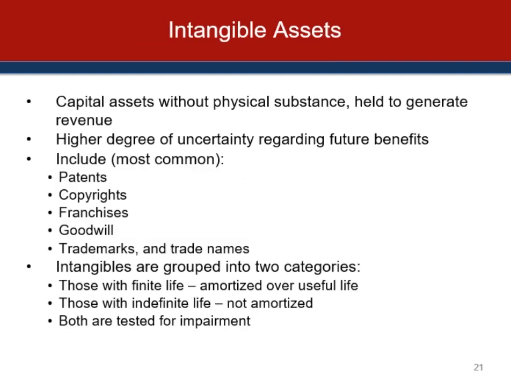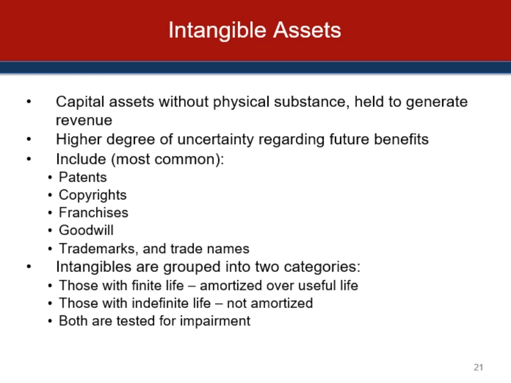Intangible assets are capital assets that lack physical substance. They're usually created by either contract or regulation or some sort of statutory authority. They usually have a higher degree of uncertainty concerning their future benefits. However, their benefit lies in the rights that they convey to the holder. So they exclude other people from using those rights, and that's the value that they provide.